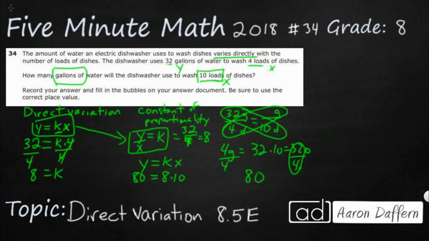So either way you do it, you just got to bubble it in here. Make sure you get your decimal right here. You've got 2 digits to the right, 4 to the left. Just make sure you bubble in the 80 and put in the bubbles underneath.